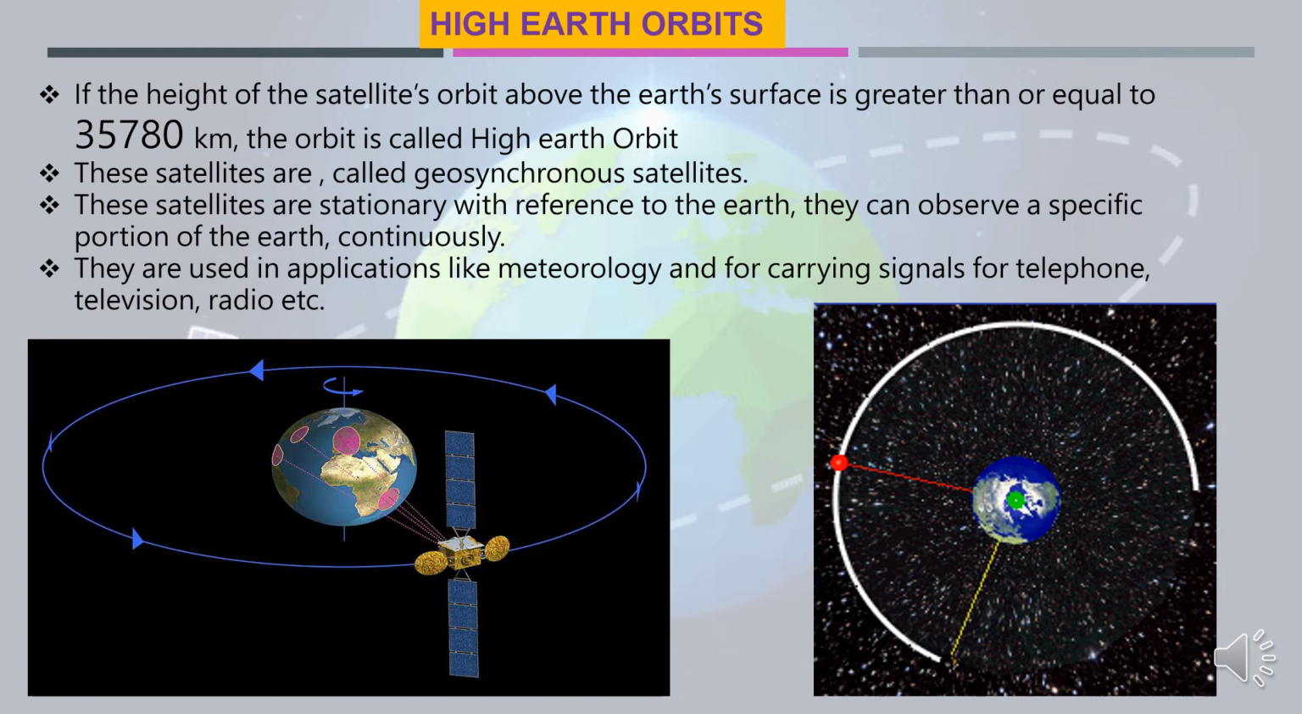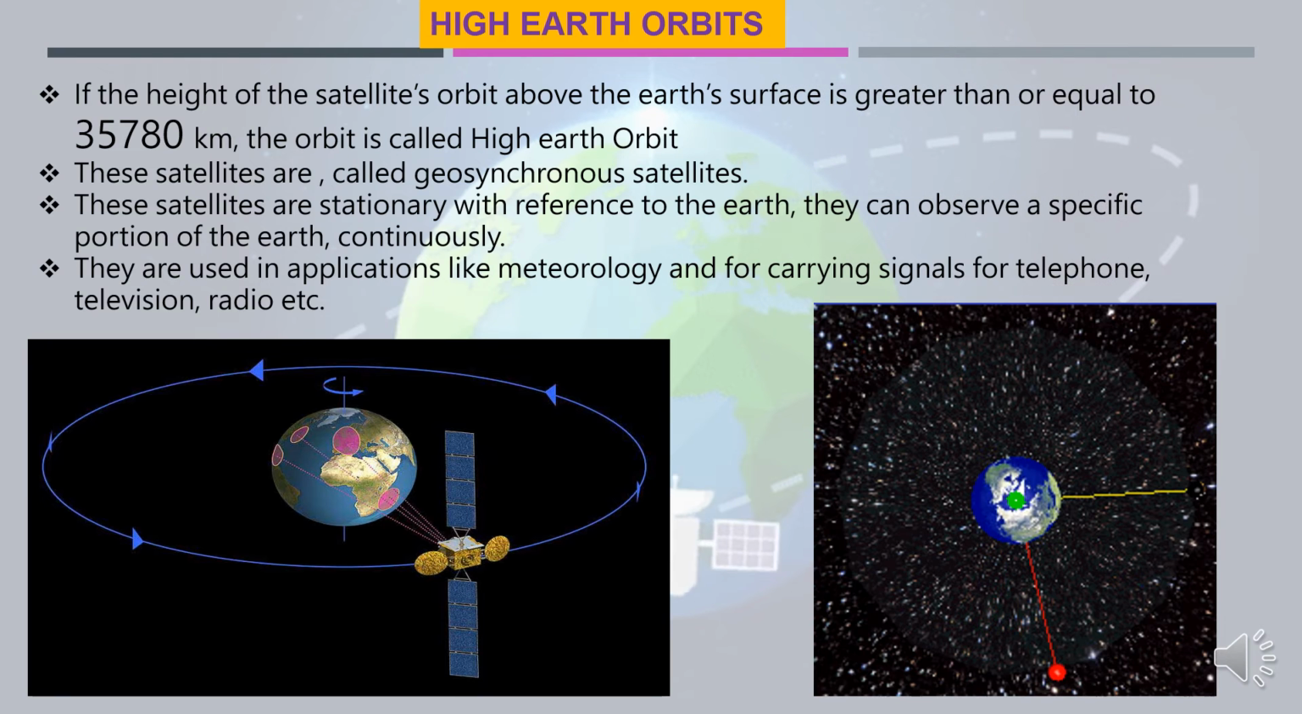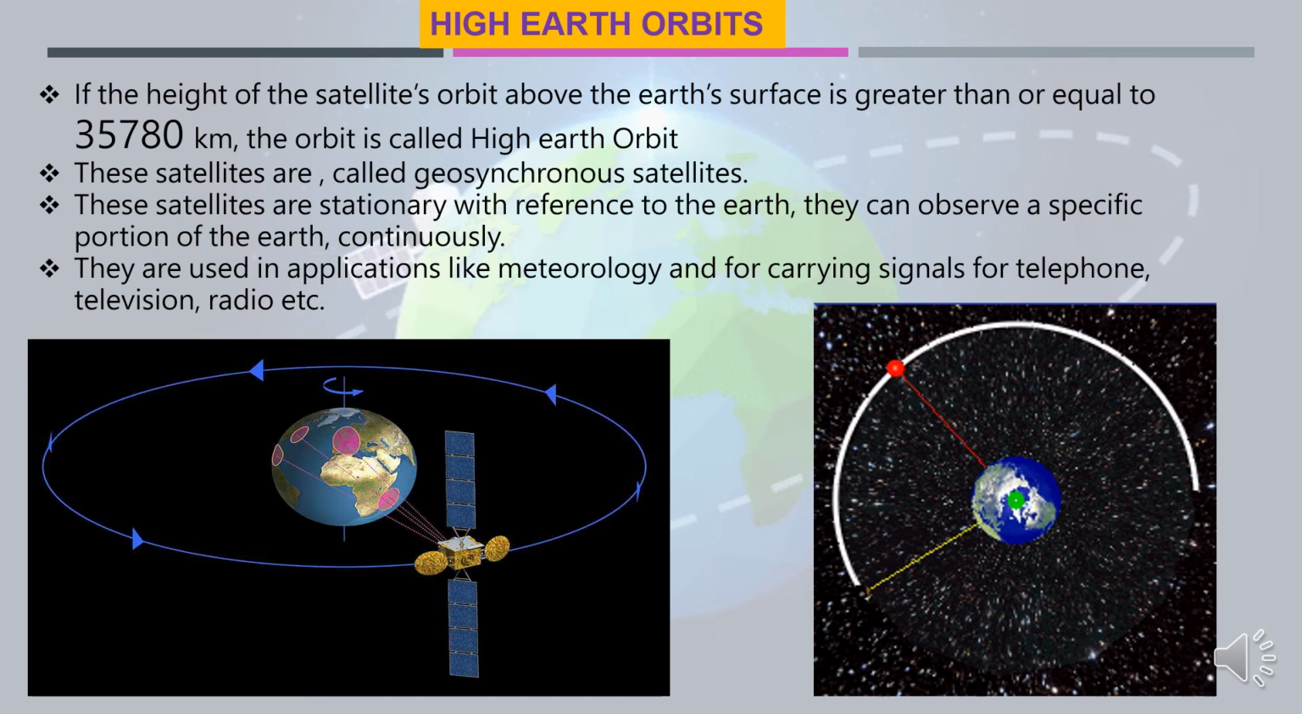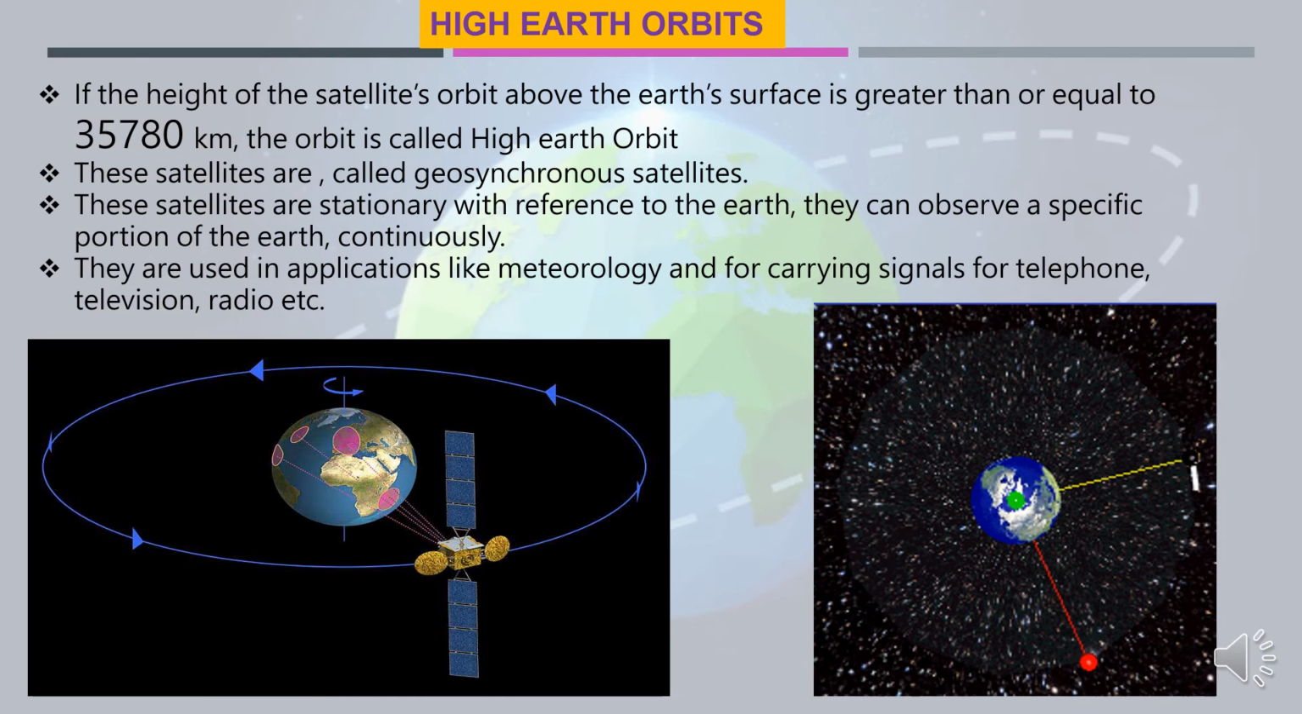So this satellite that you see is in the high Earth orbit. This orbit that you can see, in which this satellite is placed, that is the high Earth orbit. You have to remember its height: how high above our Earth's surface this orbit is present. It is present at 35,780 kilometers.